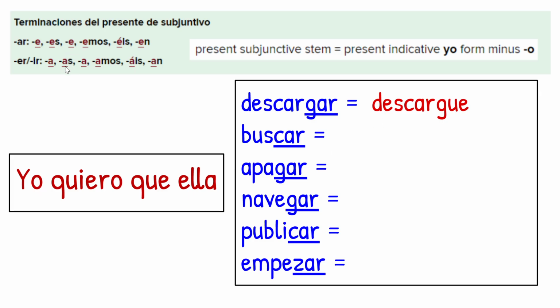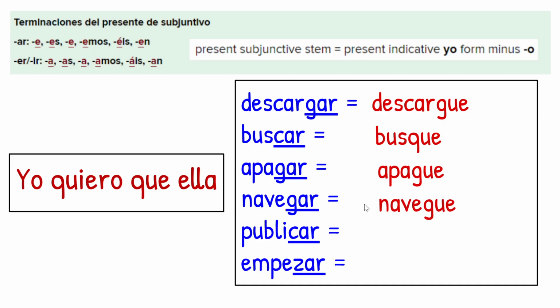Buscar. Go to third person right here. Busque. If I had kept the C, it would have said buse. I want the hard C. Apagar, apague. Navegar, navegue. Publicar, publique. Empezar, empiece. We know that the Z and the C are going to make the same sound for us, but it doesn't for everybody, so the ZAR verbs will change to a C.